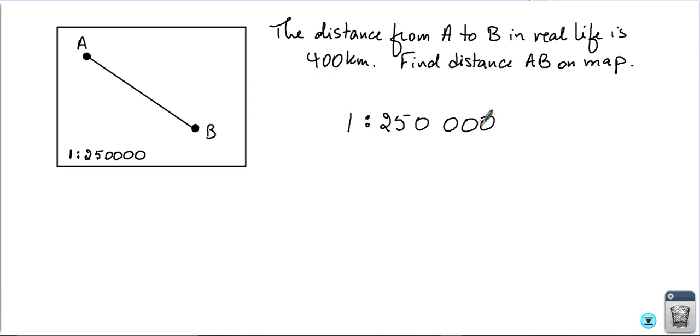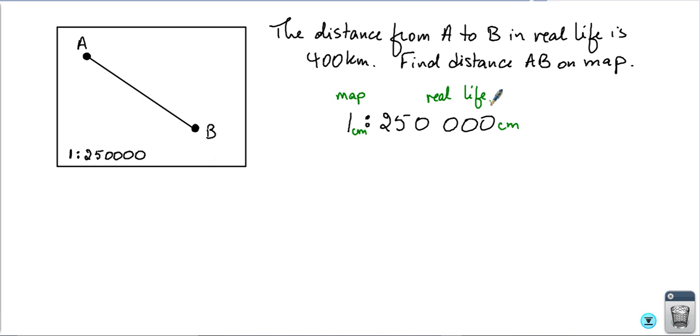So we're going to say that 1 centimeter on the map is equivalent to 150,000 centimeters in real life. Remember, this is the map. Remember, this is the real life. Okay, so what further information do we have? So that is the ratio.